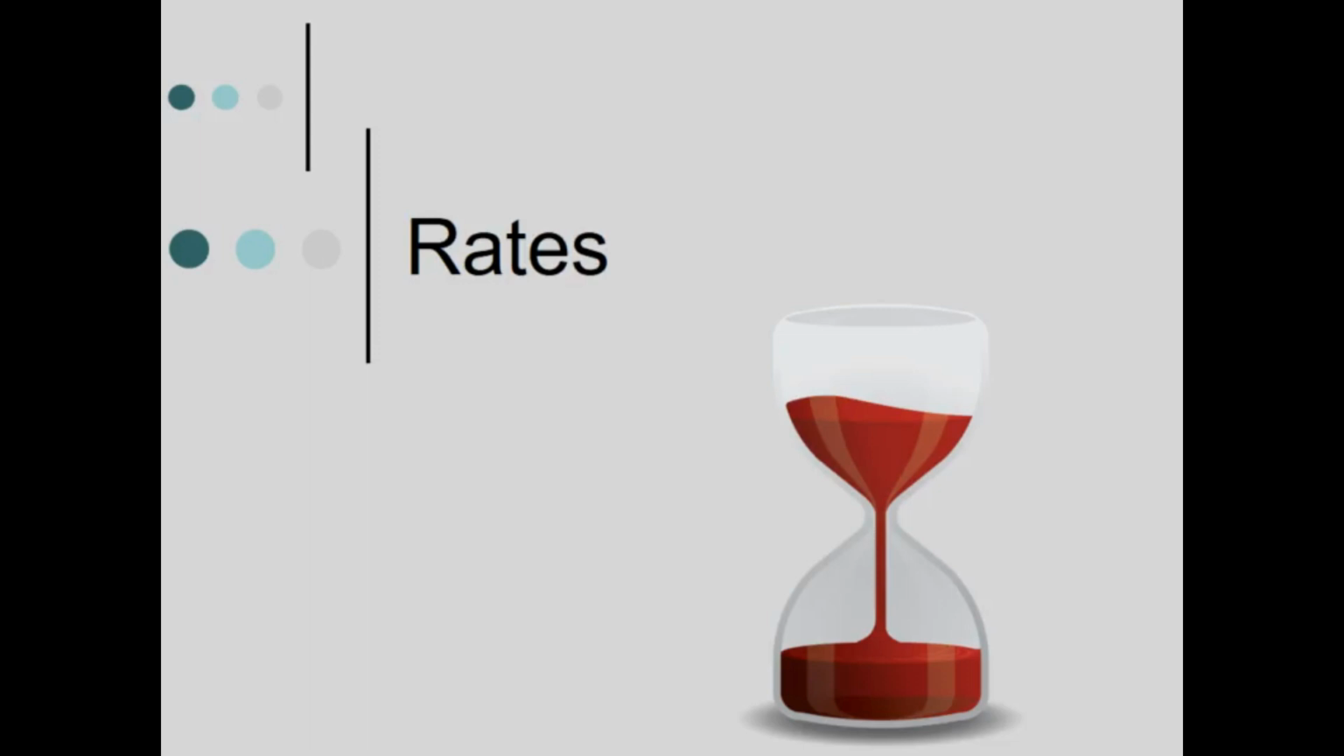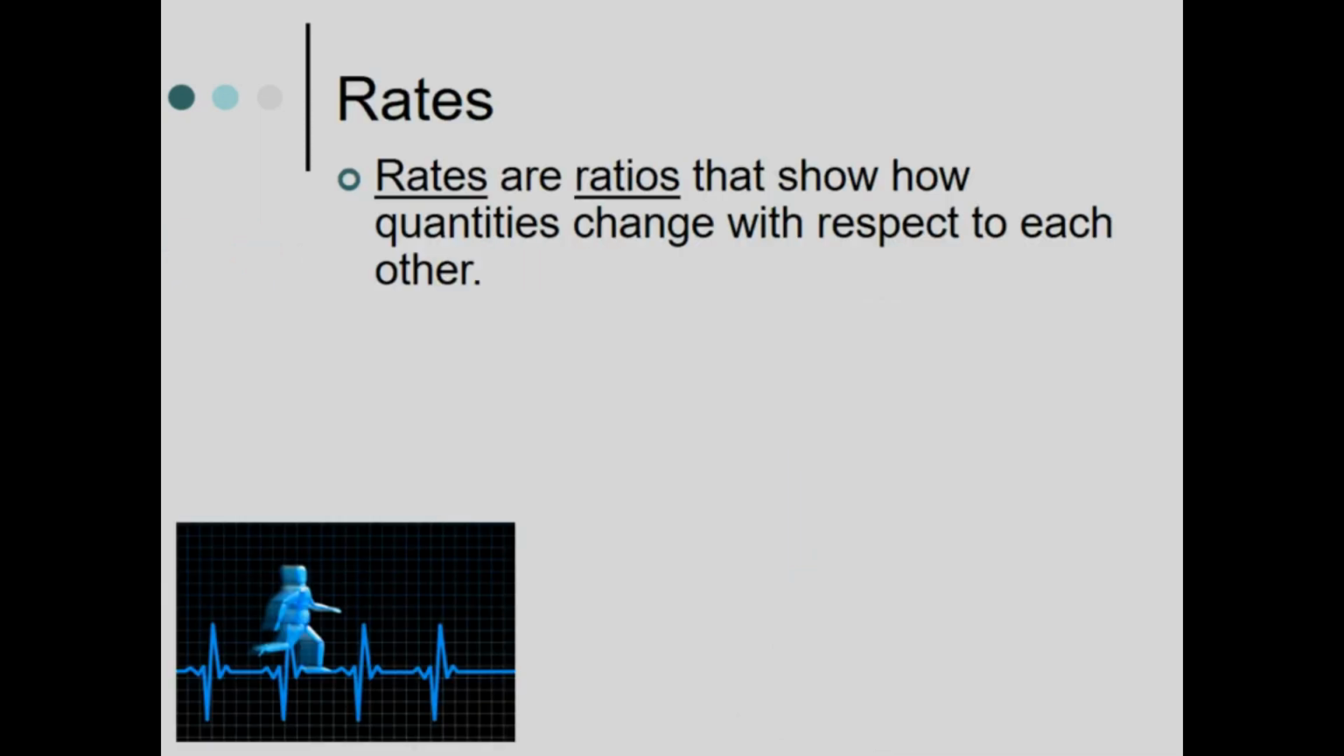Because graphs make use of two axes, they allow us to visualize how two quantities change with respect to each other. A number accompanied by a ratio of two units is used to represent this type of change and is referred to as a rate. Rates are ratios that show how quantities change with respect to each other.